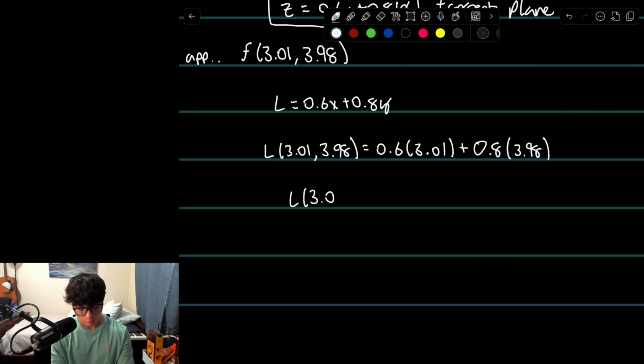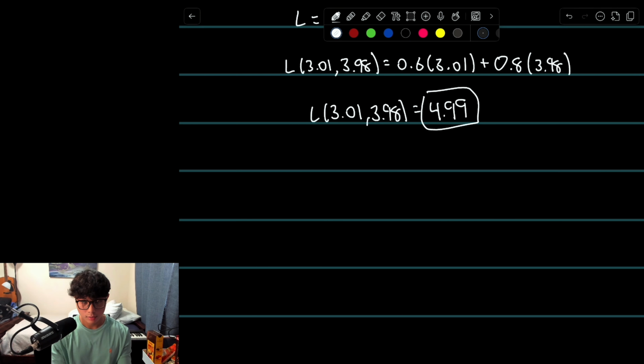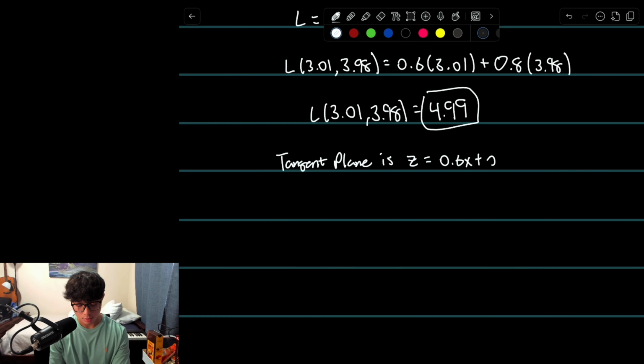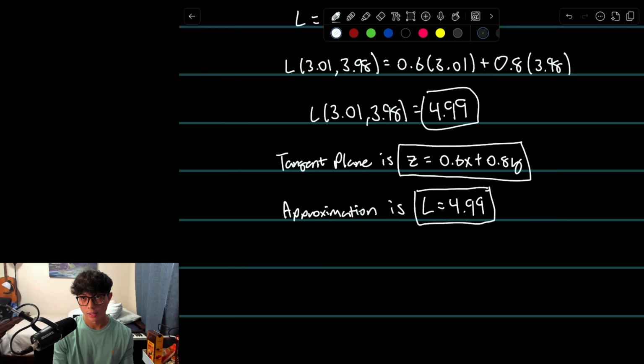After further evaluation and simplifying, our final answer becomes 4.99. So our final answer is that our tangent plane is z equals 0.6x plus 0.8y, and our approximation is L equals 4.99. And that is how you do the tangent plane and linear approximation.